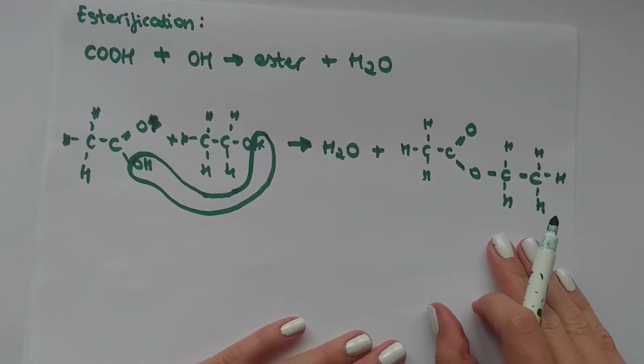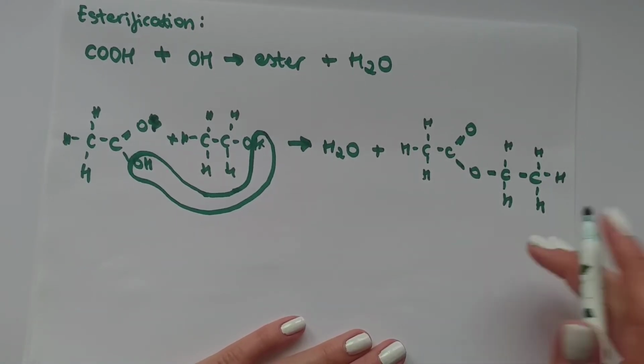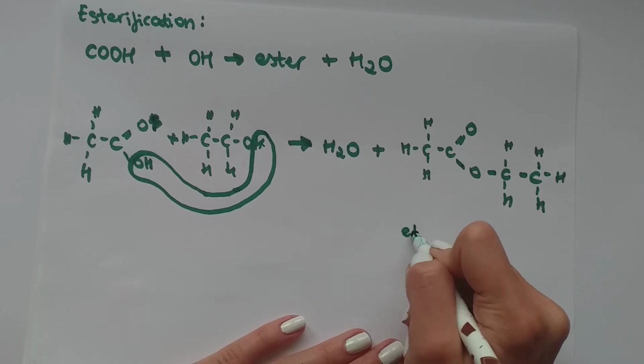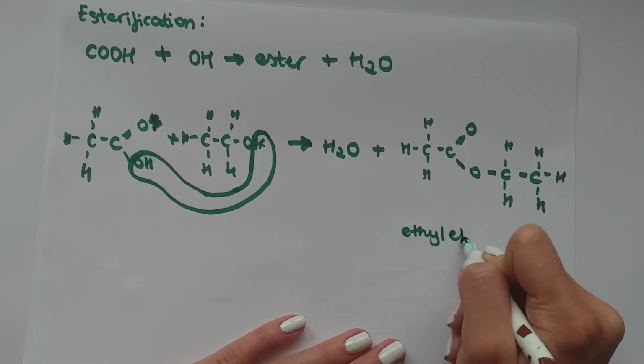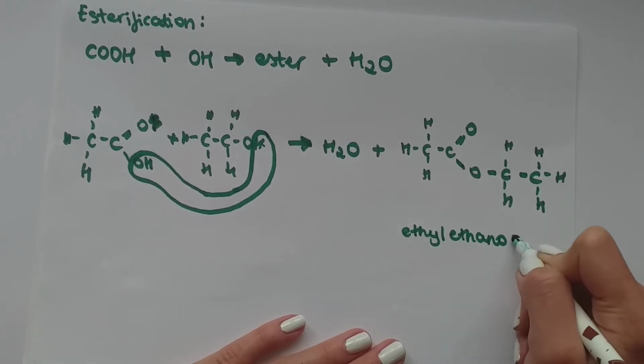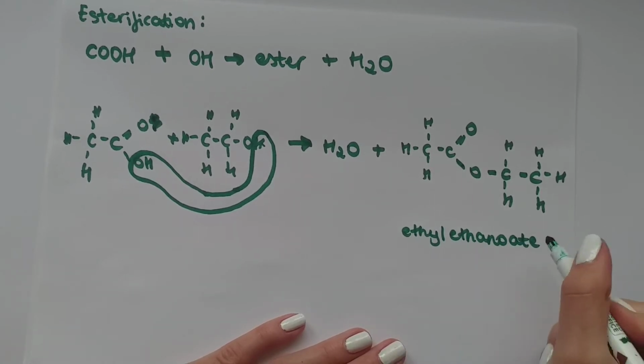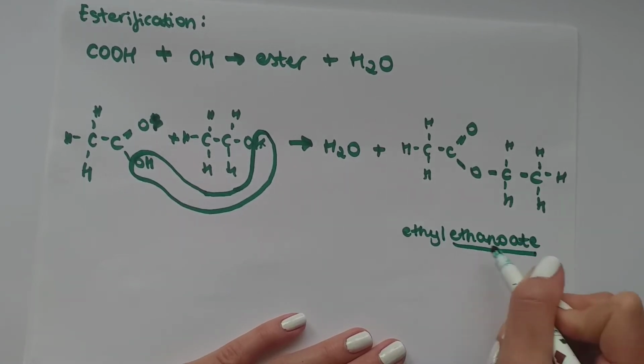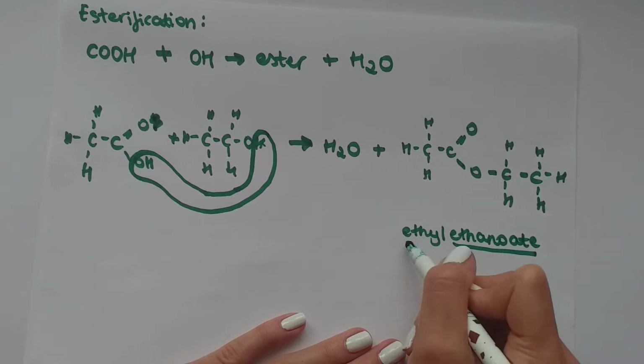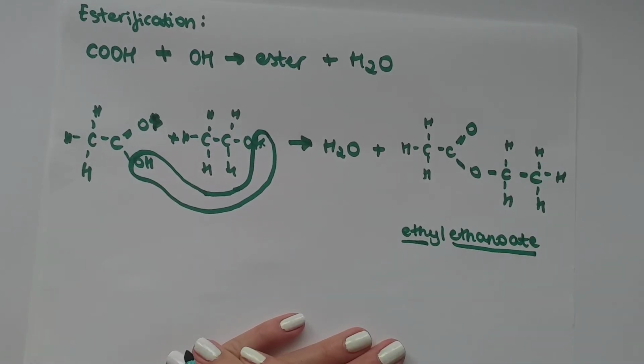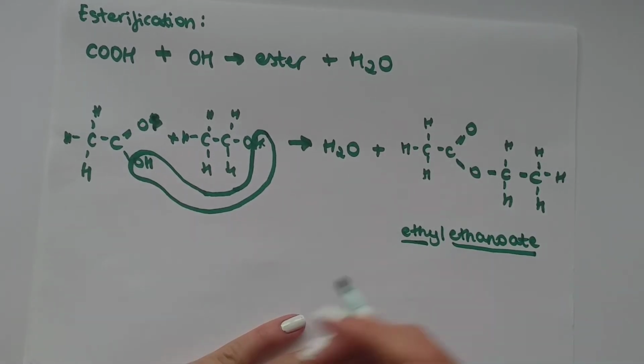Esters have a specific way of naming them. So this ester is called ethyl ethanoate. Ethanoate, this part comes from the acid. The first part comes from the alcohol.